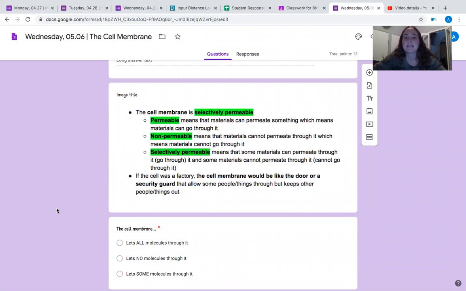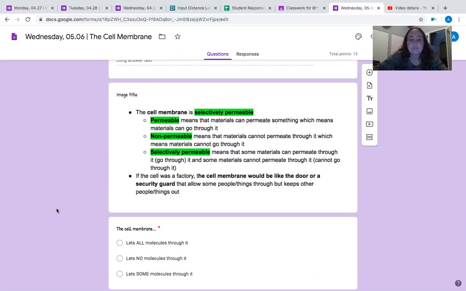The cell membrane is selectively permeable. So I'm going to say permeable, and wherever you're sitting, you're going to say it out loud. Permeable. You better have said it. I'm going to ask some of your parents if you said it. Permeable means that materials can permeate something, which means materials can go through it. Non-permeable means that materials cannot permeate through it, which means materials cannot go through it. Selectively permeable means that some materials can permeate through it or go through it, and some materials cannot permeate through it, which means they cannot go through it.